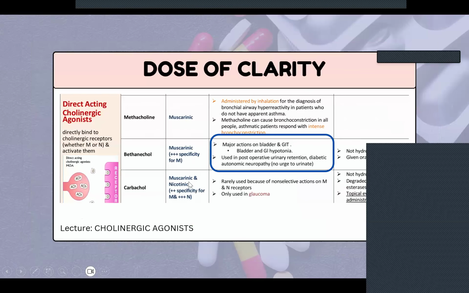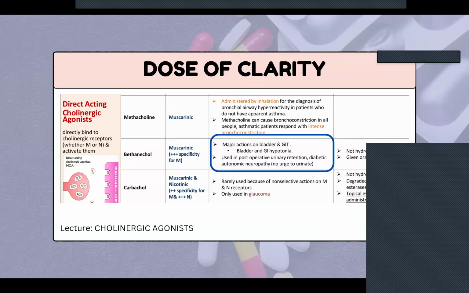Why? Because bethanechol is a direct acting cholinergic agonist, and it specifically targets what kind of receptors? Muscarinic receptors, which stimulate bladder contraction. So it is very useful in treating urinary retention, especially in patients with BPH. So if you hear BPH, think bethanechol.